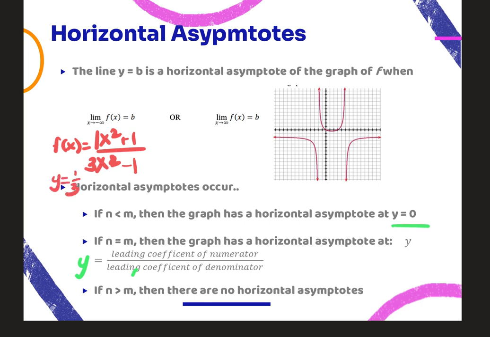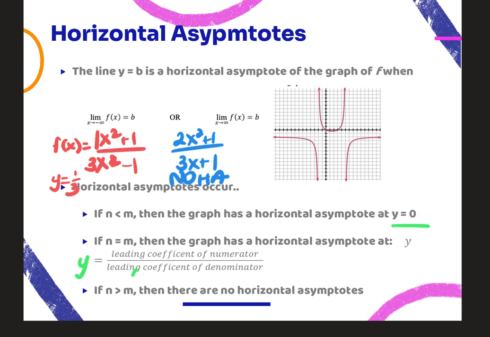What if I said f of x equals 2x squared plus 1 and the denominator was 3x plus 1? Now what's the relationship between the exponents? Top is bigger than the bottom, and in that scenario, there's no horizontal asymptote. Remember, if it's 1 bigger, it's slant, and you can't have slant and horizontal. So if it's bigger in the top, there's no horizontal asymptote.